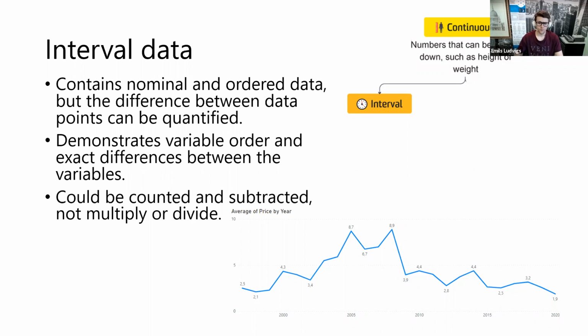And for other categories, for example, here is price by year, and we know the difference between the years is always the same. When you are thinking about and building some interval data, you really need to take into account and remember that the intervals between them are always fixed. And the only thing you can do with this data is count and subtract, but not multiply or divide.